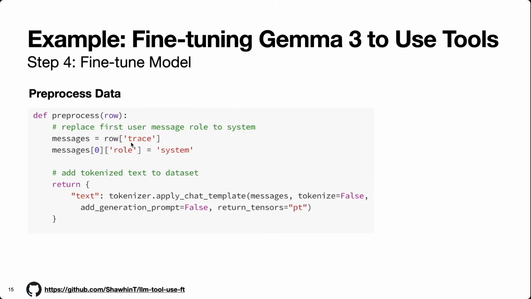Each row has this trace feature. So this will be a list of messages, and then we can grab the first message, and then we can reset the role of that first message. And then we can tokenize the text. So we apply the chat template to all the messages in this list, or actually we're not going to be tokenizing it. We're just going to be applying the chat template because it gets tokenized on the fly during training. So the main thing we're doing here is resetting the initial role to system, and then we're applying the chat template. So adding in all the special tokens to these traces. And then it's pretty easy to apply this to the entire data set with this map method.